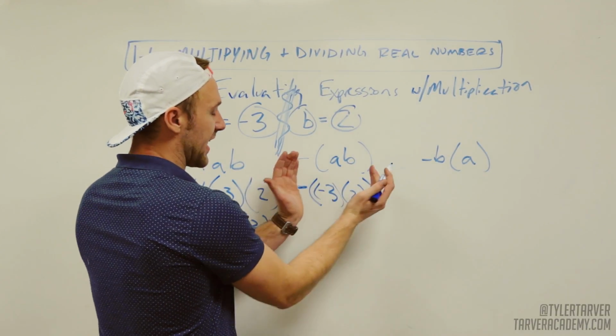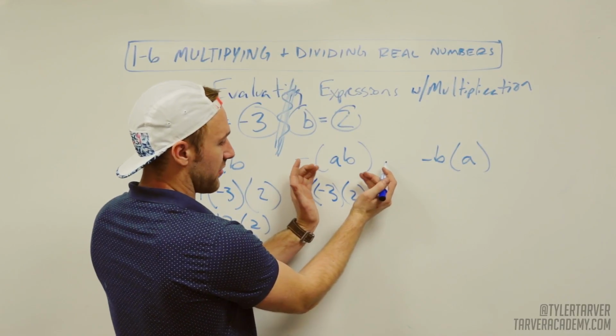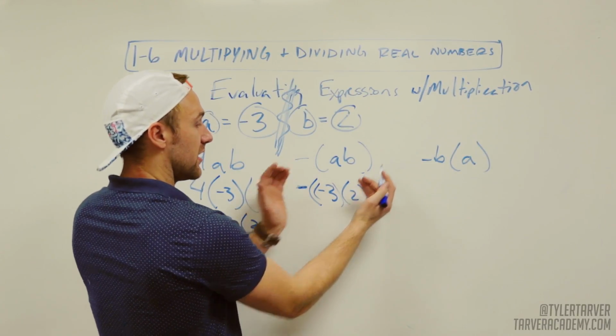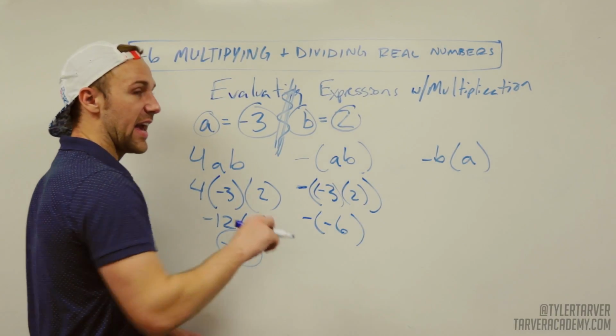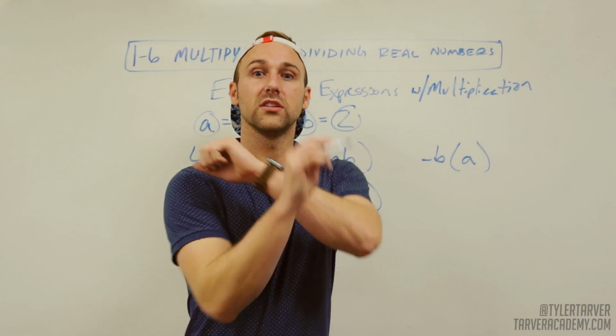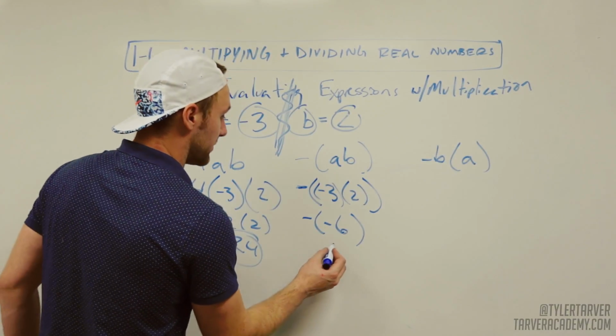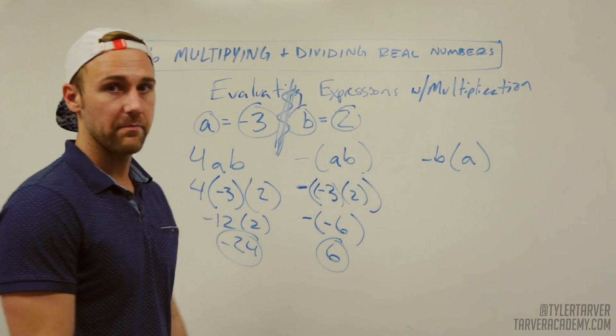Now, before I get to that negative, I'm going to do what's in there first. So -3 times 2 is -6. So I'm going to keep all my signs still there. A negative times a negative equals a positive. So it's +6.